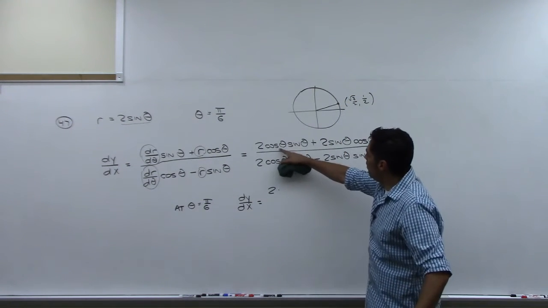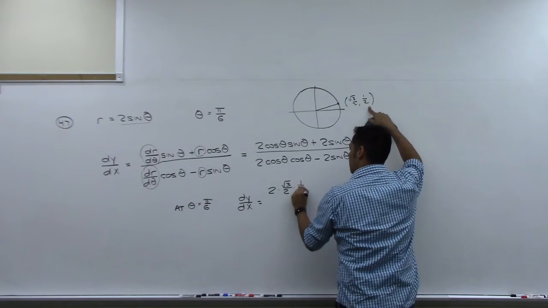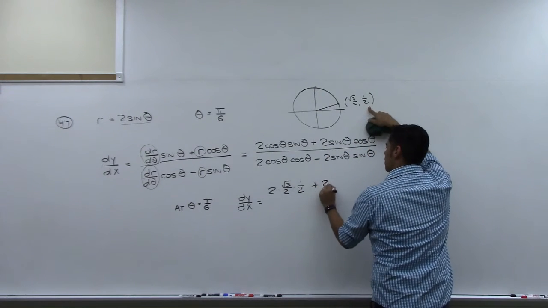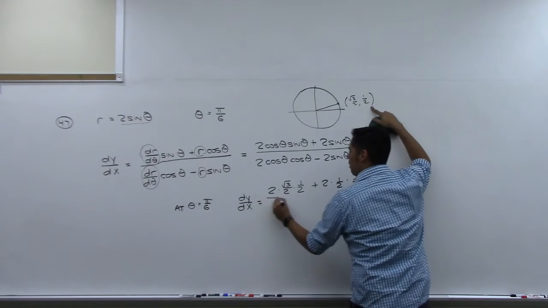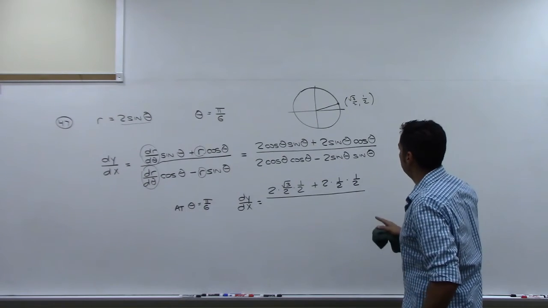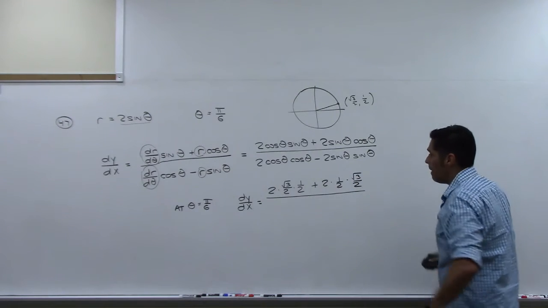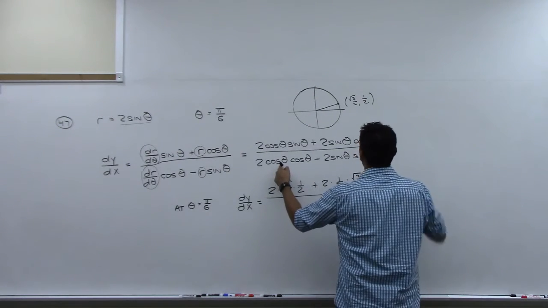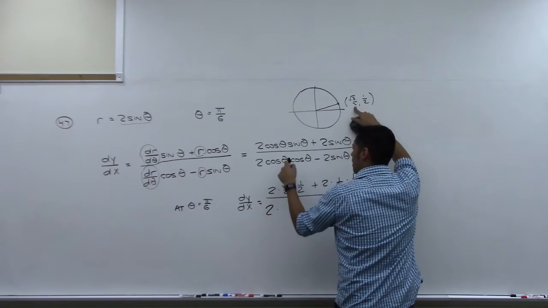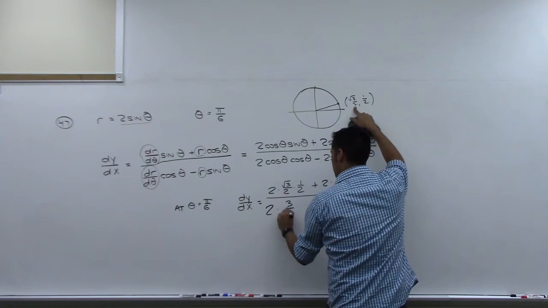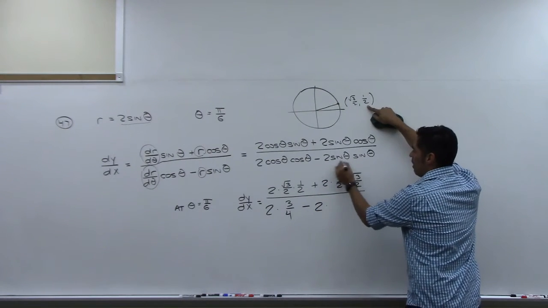So when we say cosine theta, we want the x-coordinate, so root 3 over 2, times sine theta, which is the y-coordinate, 1/2, plus 2 times sine theta, which is 1/2, times sine theta again, which is 1/2, all over cosine theta, oops, this was cosine theta, root 3 over 2. And then on the bottom, cosine theta is root 3 over 2, but then times itself, that means square it. So I have 2, and then root 3 over 2 times root 3 over 2 is 3/4. Then minus 2 times, now sine theta is 1/2, but we're squaring it, so 1/4.